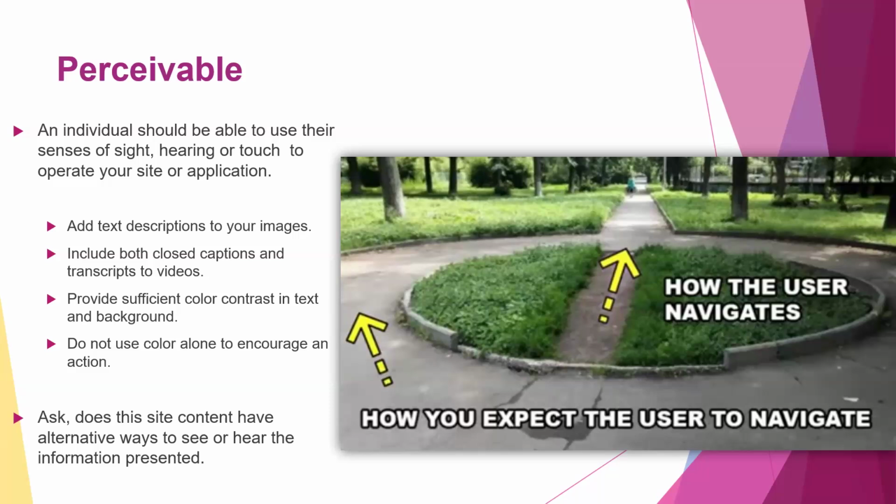If a person is deaf, does the video have captions or a transcript available? This provides the individual with a text representation of the video audio. And if a person using your site has low vision, is there adequate color contrast to perceive the content? WCAG provides us with that ratio, so you don't have to figure the math out for that. But all of these are pieces that make a website perceivable for our senses.